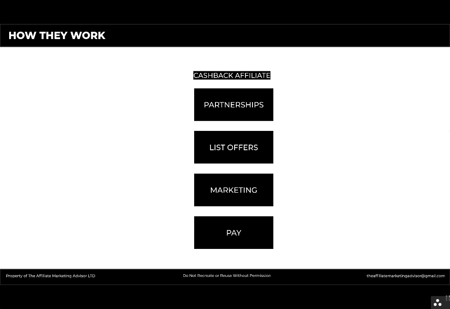Once the partnerships are formed, the cashback site can then list offers from various brands. There'll also be marketing to try and attract consumers to use their platform to gain cashback. And the last thing is the cashback site will pay a consumer their cashback once a tracked transaction has occurred.